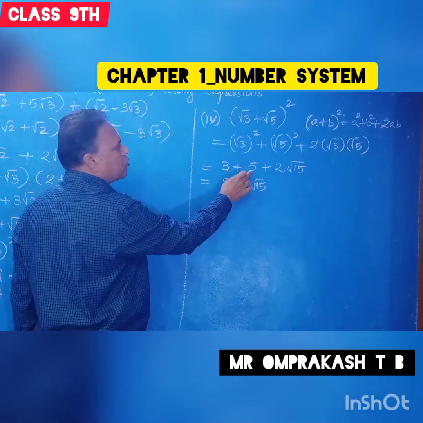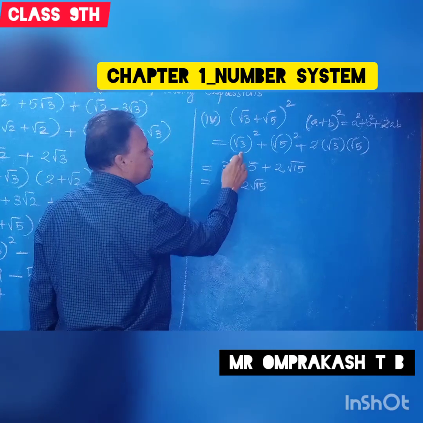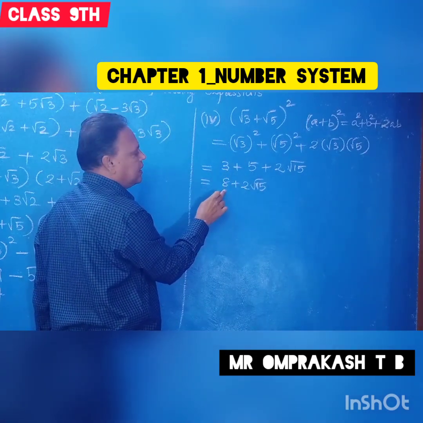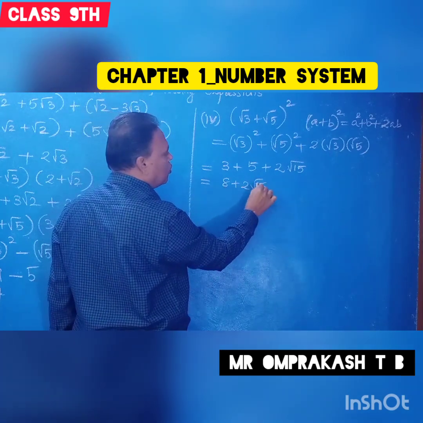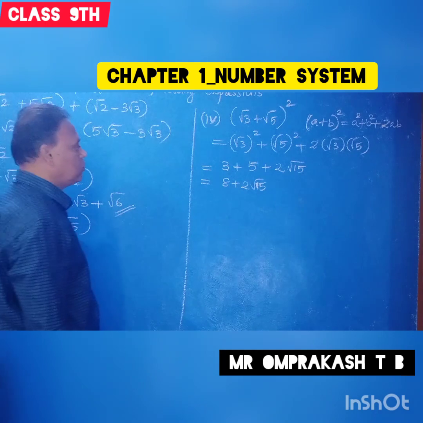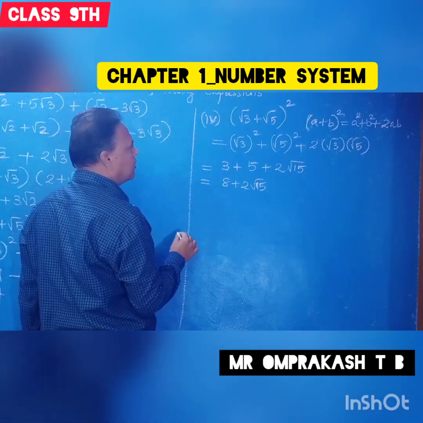I think now you understood why I am writing a square plus b square: you can easily add 3 plus 5 here. So the answer is 8 plus 2 root 15. Clear? 2 root 15. Okay.